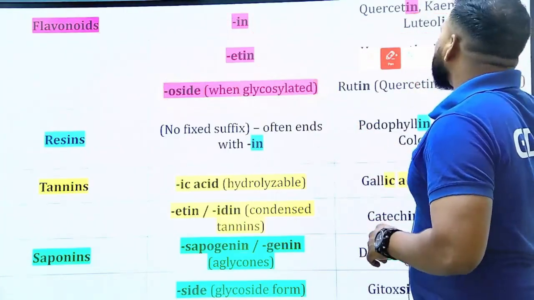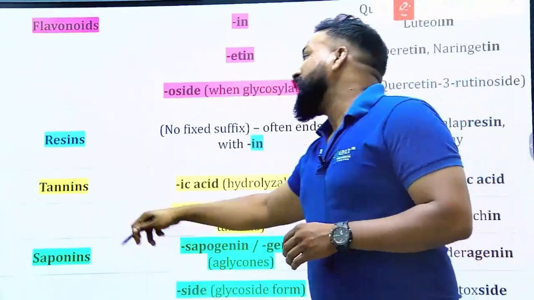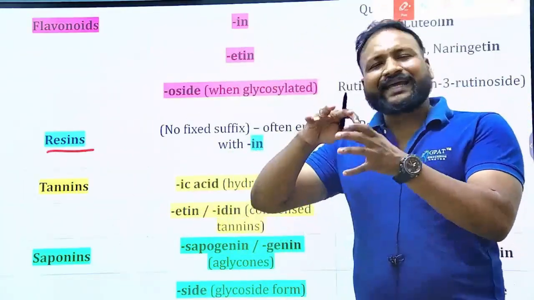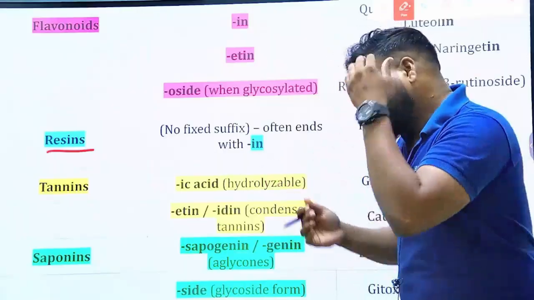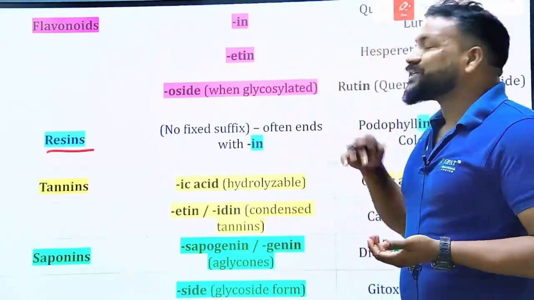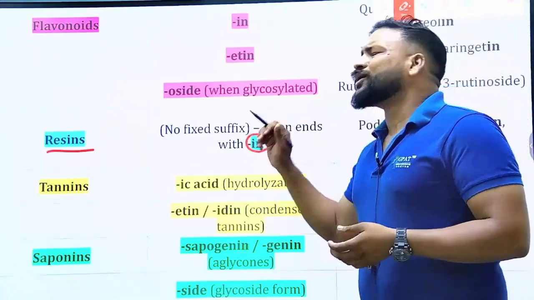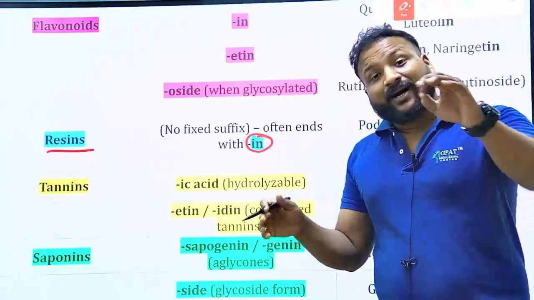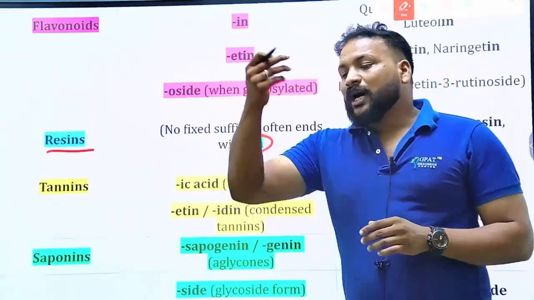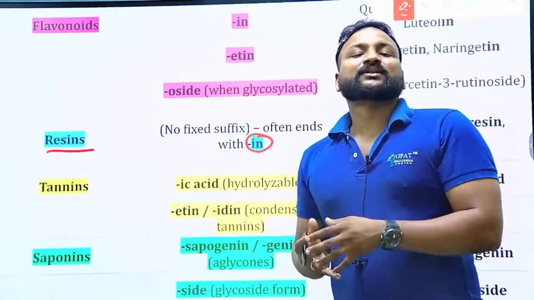Okay, so that is about flavonoid example. Now moving to resin. Most of the time resins do not have any special suffix, but sometimes they have the same name, maybe resin as a suffix, or sometimes in or resin. Very rare. But you need to remember one thing in order to pick the example for the resin.